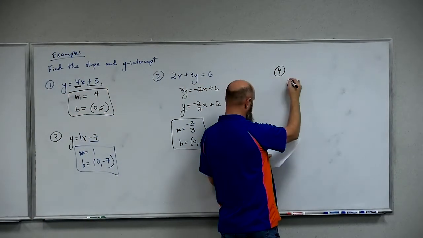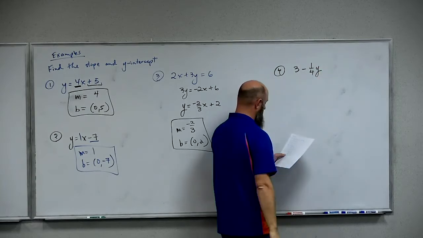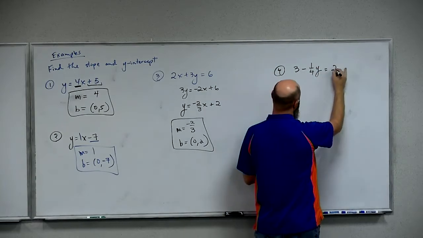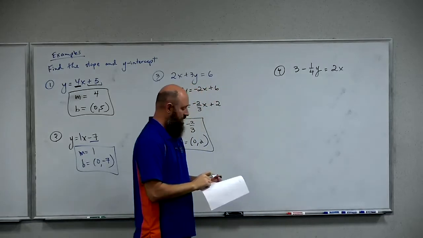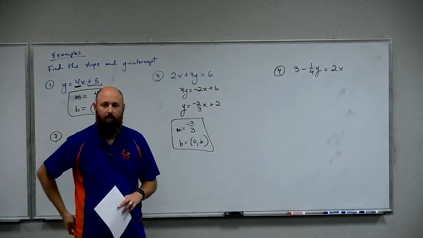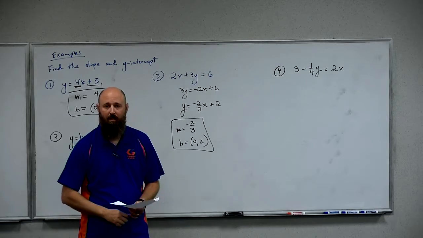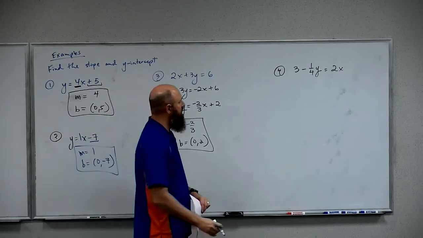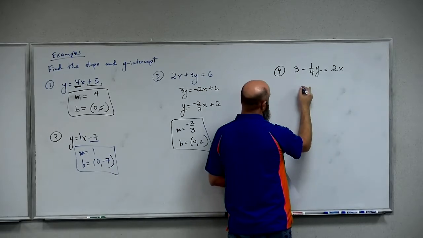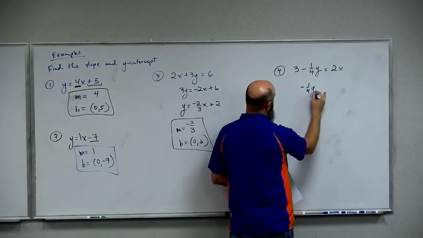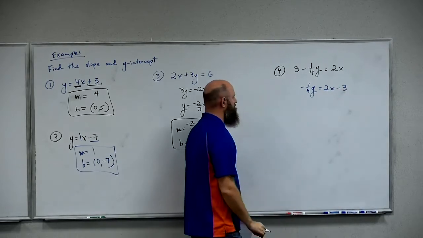All right, let's do one more. 3 minus 1/4y equals 2x. Now our process still remains the same here. Maybe moved around differently, but we're still trying to get y by itself. So subtract 3 to the other side. Negative 1/4y equals 2x minus 3.